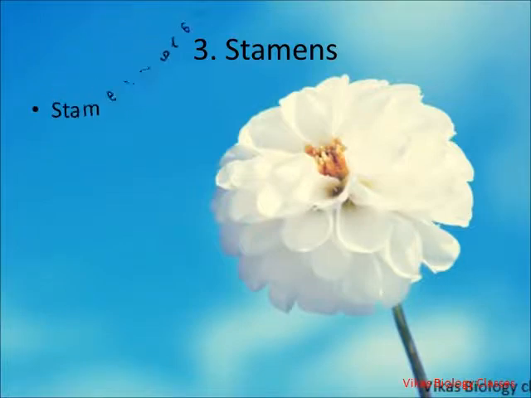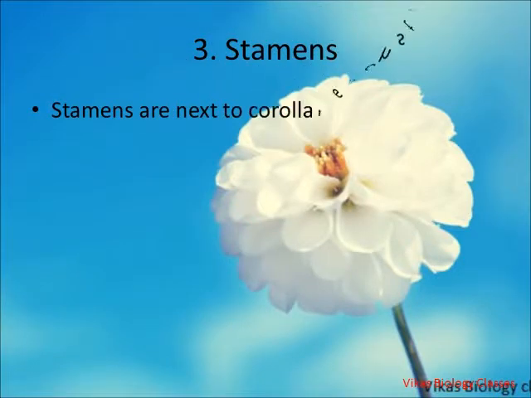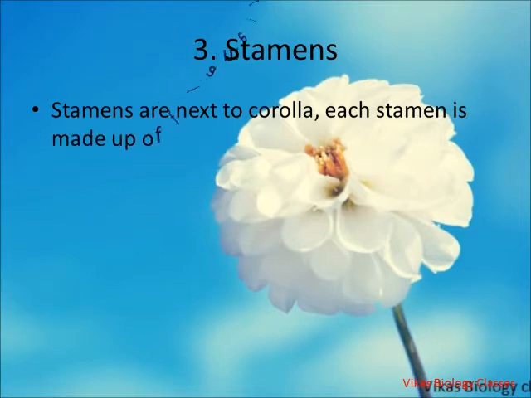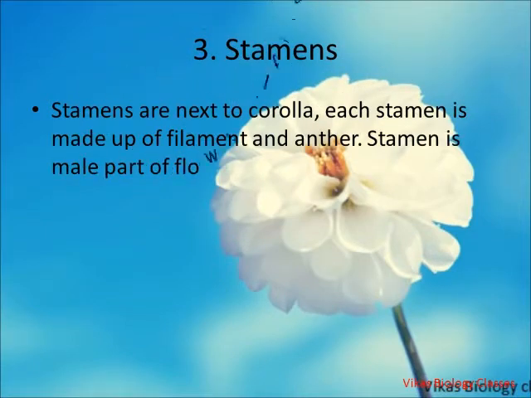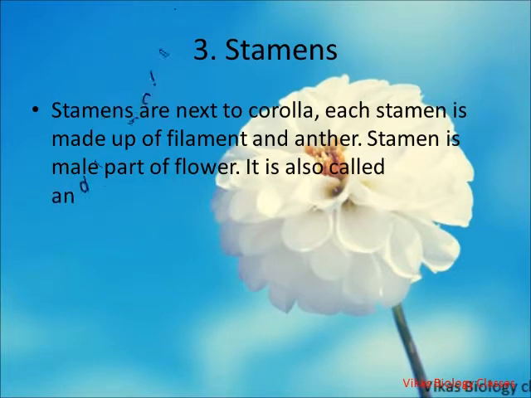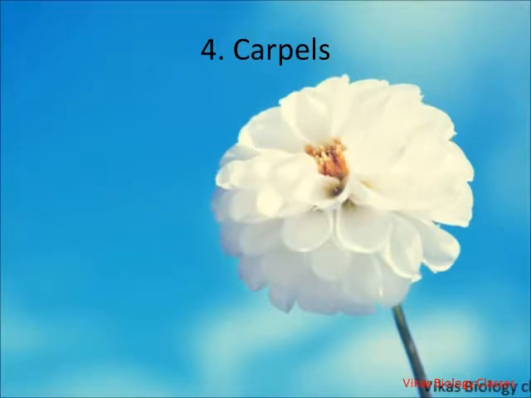Next is the stamens. It is the male part of the flower. These are next to the corolla. Each stamen is made up of filament and anther. It is also called androecium and is the reproductive part of the flower.